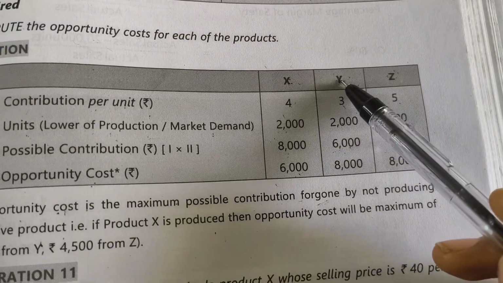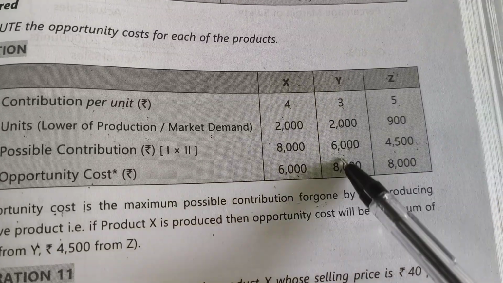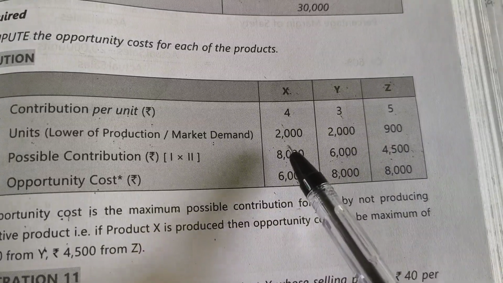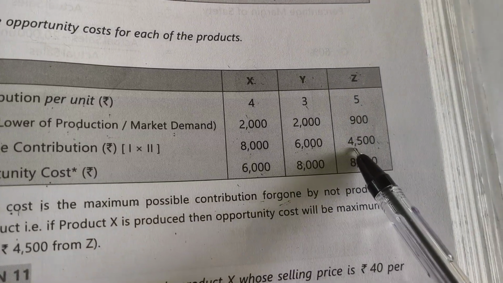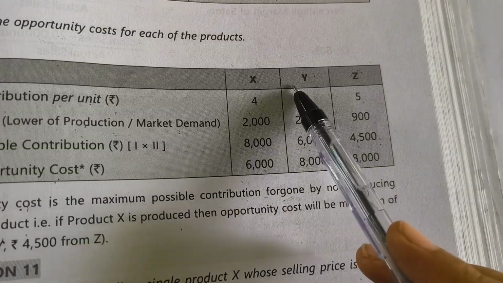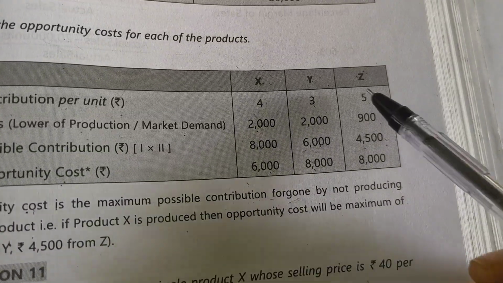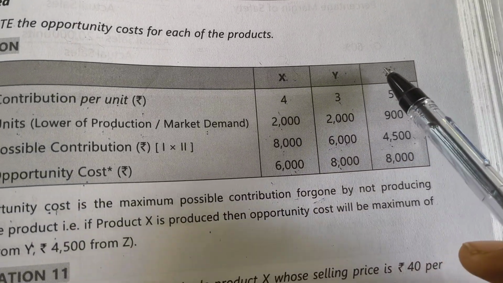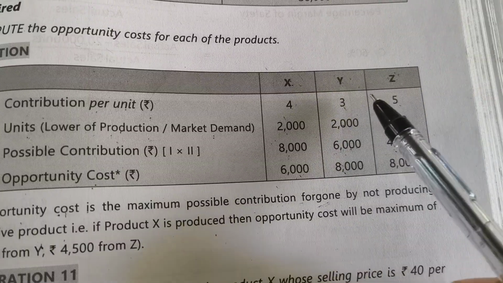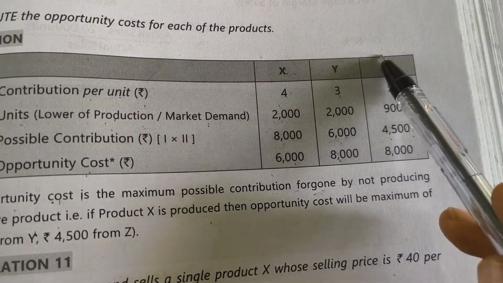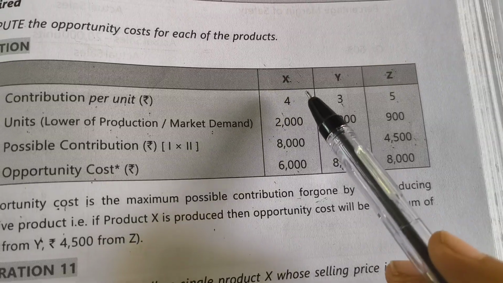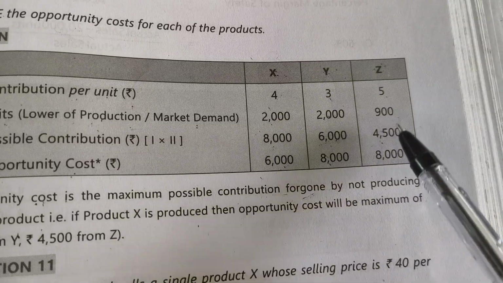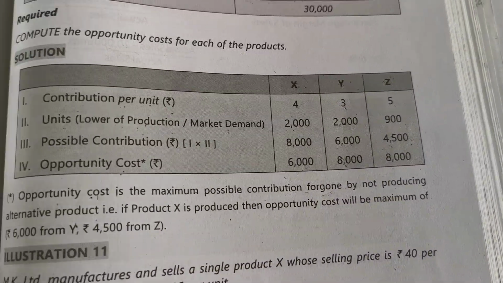And for producing Y, what will be the opportunity cost? The maximum possible contribution foregone from not producing X and Z is, here it is 8000 and 4500. What is the maximum? 8000. Opportunity cost of Y is 8000. And for Z, what is the opportunity cost? Maximum possible contribution foregone by not producing X and Y. For producing Z, what is the maximum possible contribution foregone? 8000 or 6000? The maximum is 8000. So opportunity cost of Z is 8000. Hope it is clear.